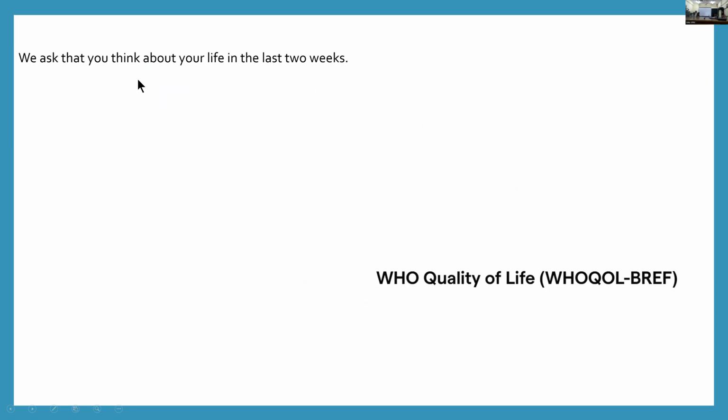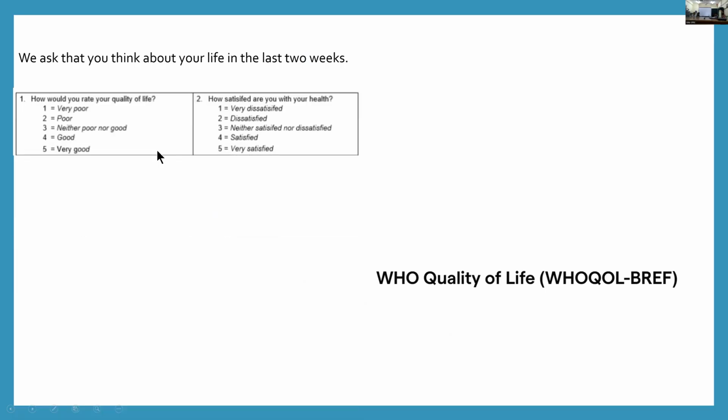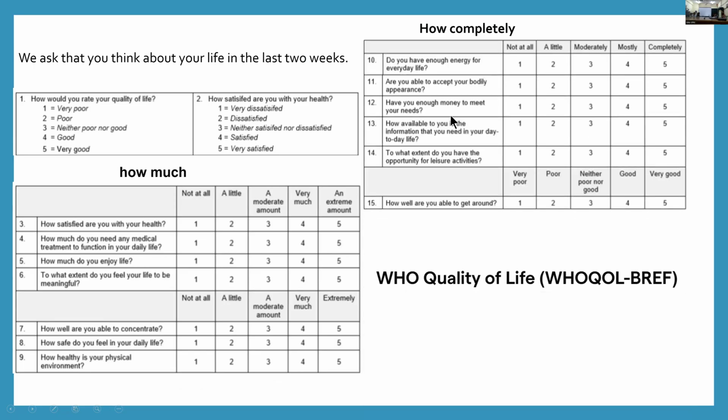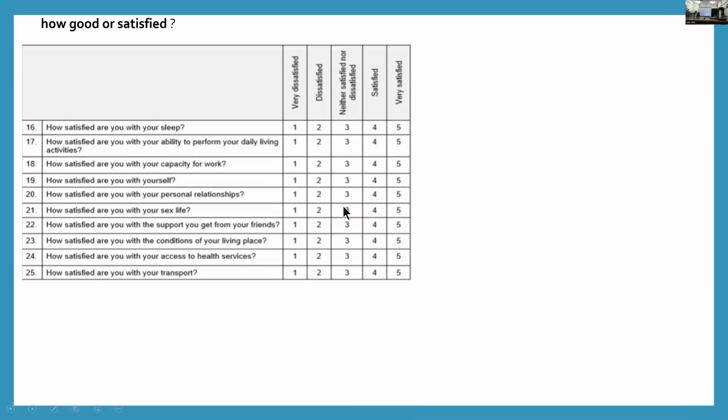It asks what you think about your life in the past 2 weeks. The first 2 questions are how do you rate your quality of life, and how satisfied are you with your health. The next questions are about how much. There are questions of how much you are satisfied, how much you need, so you can rate it. The next set of questions is how completely. It asks, do you have enough energy for everyday life? Are you able to accept your body appearance? The next set of questions are how good or satisfied you are. How satisfied are you with your sleep? How satisfied with multiple aspects?